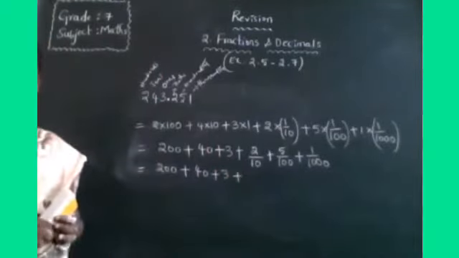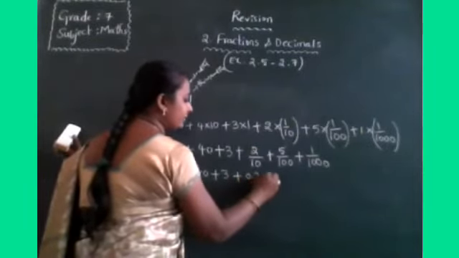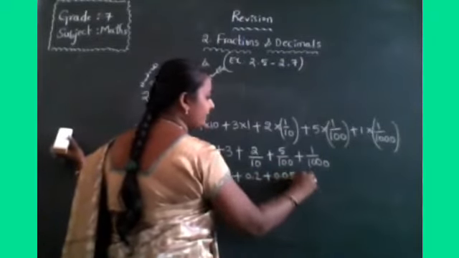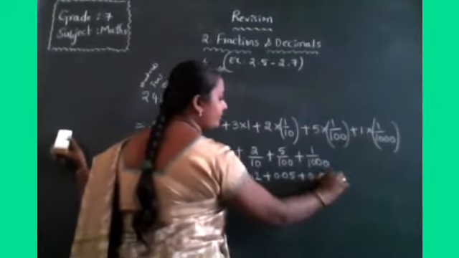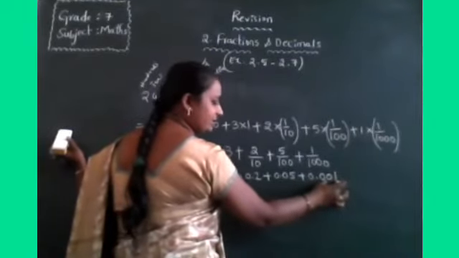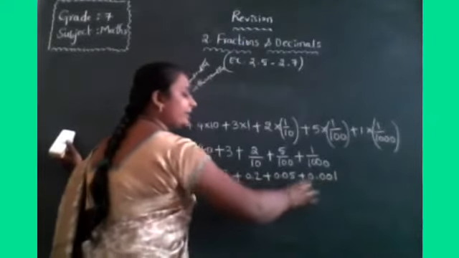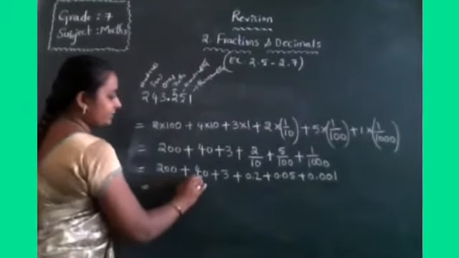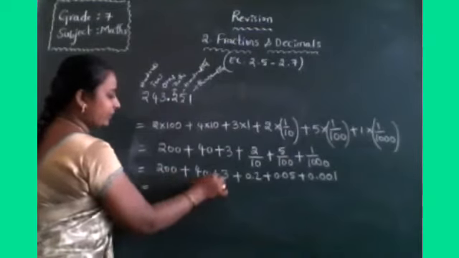Now we have to convert into decimal. How to write 2 by 10? 0.2. 5 by 100 is 0.05, plus 1 by 1000 means 0.001. After the point, how many places are there? 3 places: the tenth part, hundredth part and thousandth part. Next, 200. Everything you have to do here is addition: 200 plus 40 plus 3.